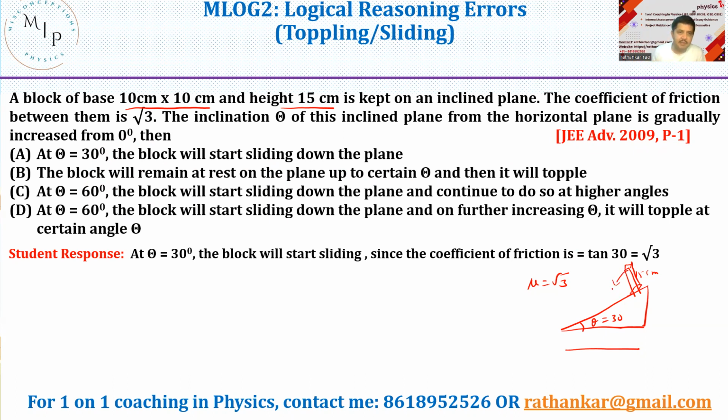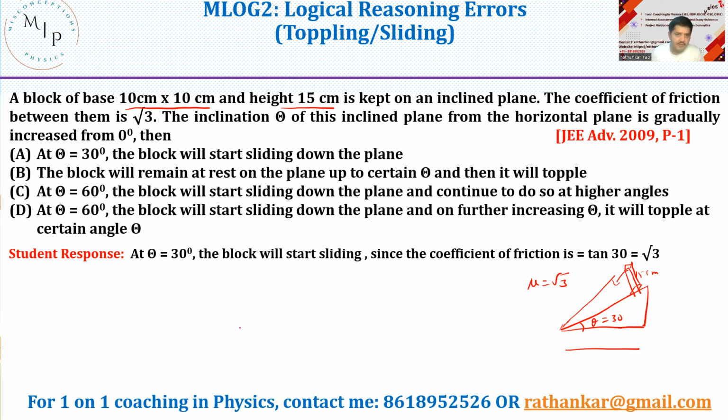The third option: at theta equal to 60, the block will start sliding down the plane and continue to do so at higher angles. If you lift it upwards until here, then it will start sliding. Until that, it will be just standing there. The fourth option: at theta equal to 60, the block will start sliding down the plane, and on further increasing theta, it will topple at a certain angle theta. That means at theta equal to 60, it only slides. If you make it 61, then definitely it will topple. Four options.